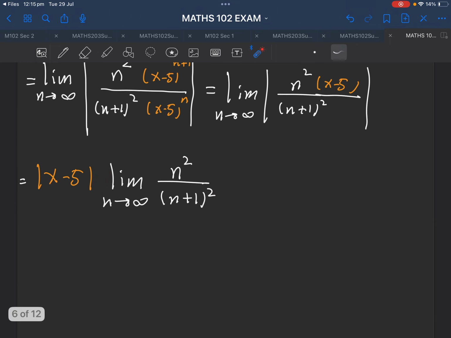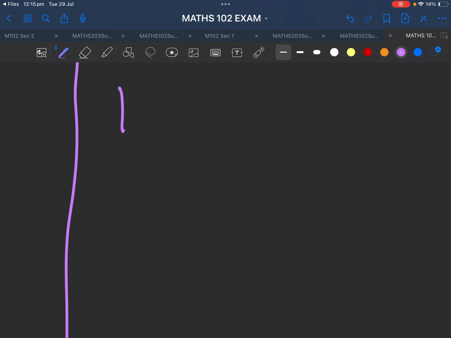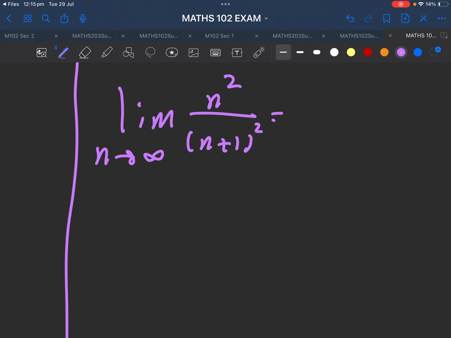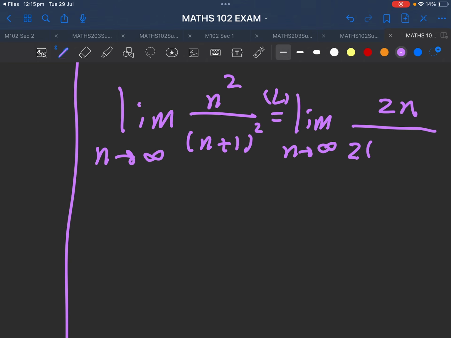How am I going to find this limit? Let me do it here in a different color so that we can see it. You need to find this limit, and let me do it the obvious way, just using L'Hopital. If you use L'Hopital, you need to find the derivative of the top, which is 2n. How do you find the derivative of the bottom? The 2 will come down, we subtract 1, so you write n plus 1, and then you take the derivative of the inside, which is 1.